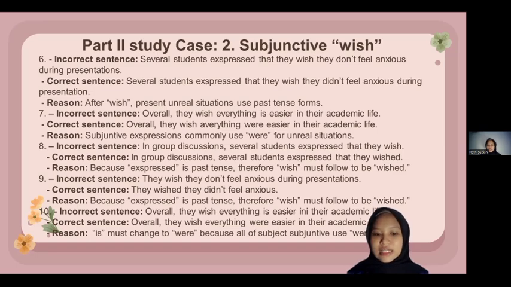Number 10 is "Overall they wish everything is easier in their academic life." The correct sentence is "Overall they wish everything were easier in their academic life" because is must change to were, because all subjunctive uses were.